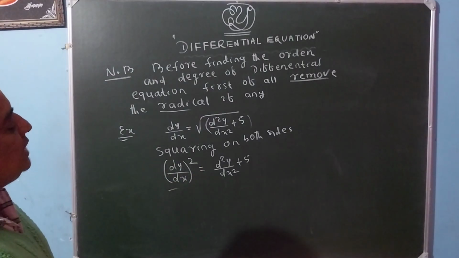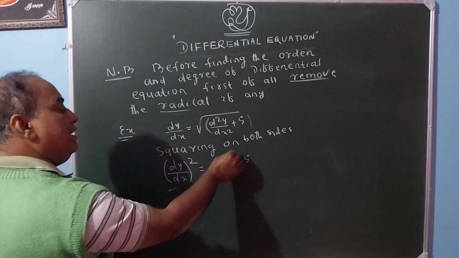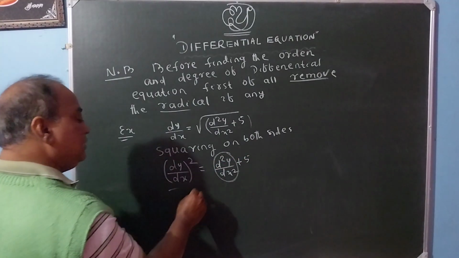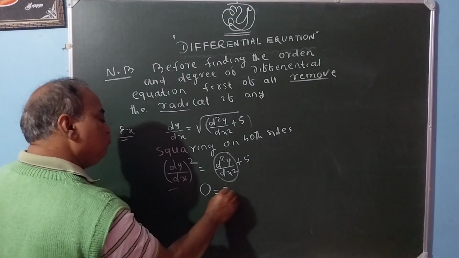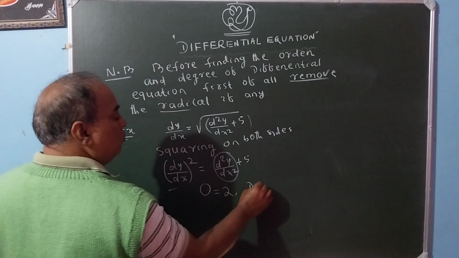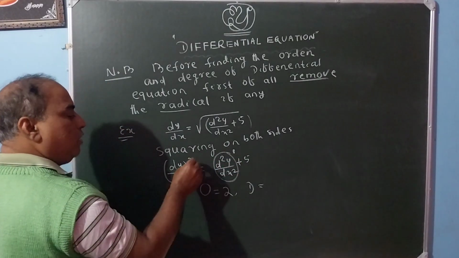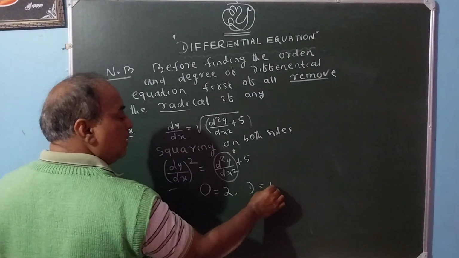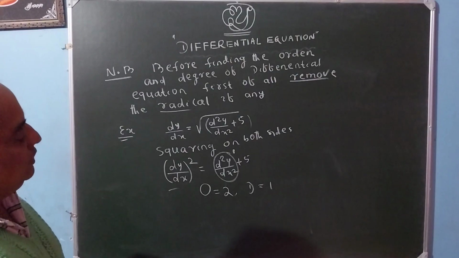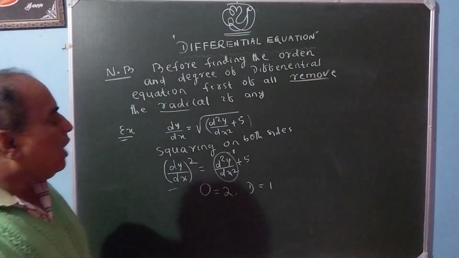So you can easily say what is the order and what is the degree. The maximum derivative is 2 here, so order is equal to 2. Degree is equal to the power on the highest order derivative, that is called the degree, which here is 1, not 2. So the degree of the differential equation is 1 here.